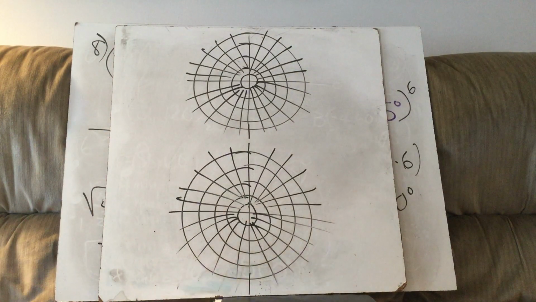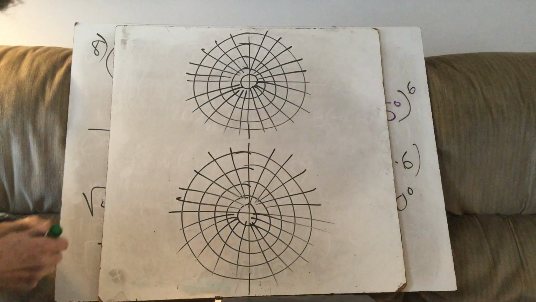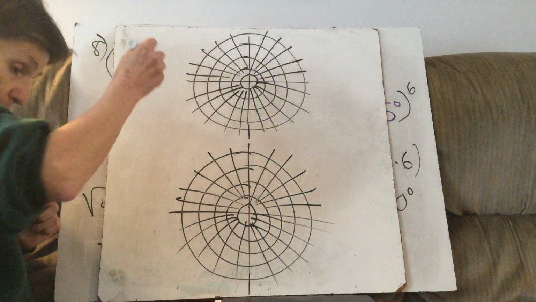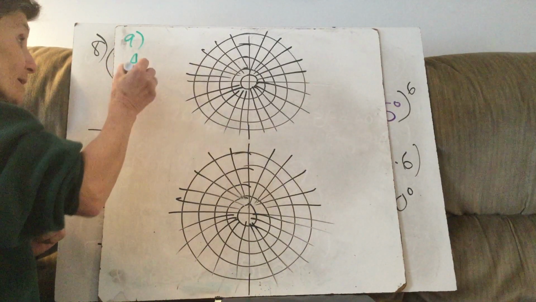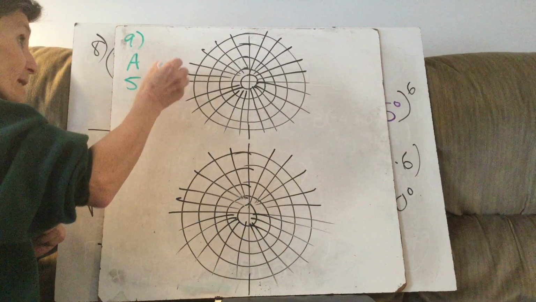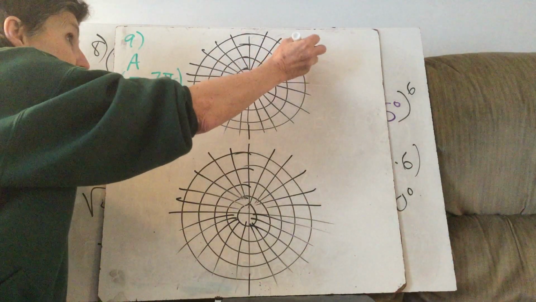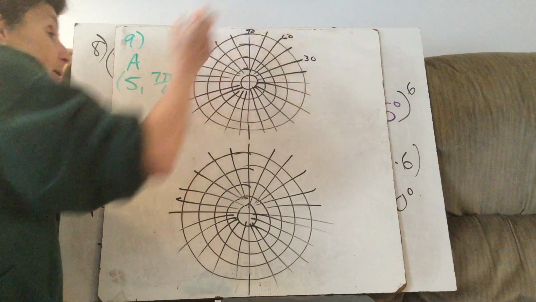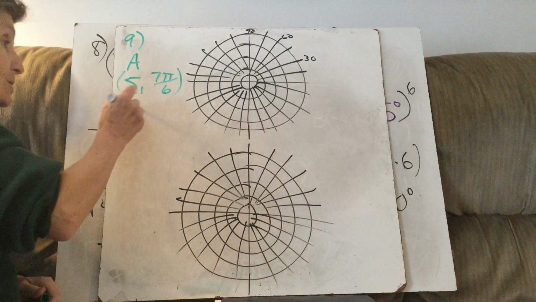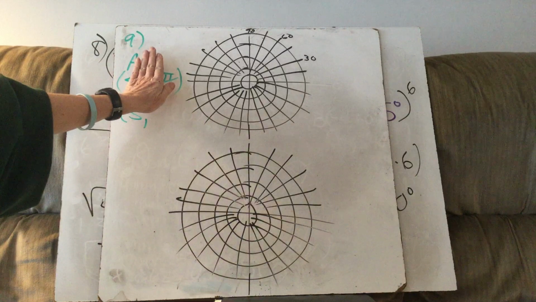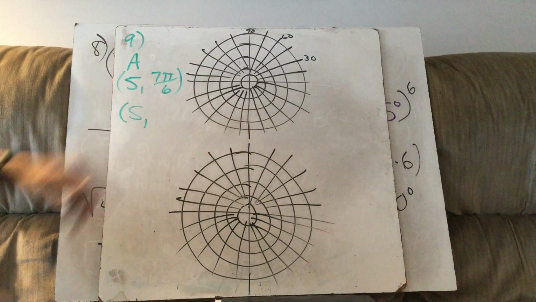Now we got our plotting. So we're going to plot point A. This is number 9. Point A is 5, 7 pi over 6. Now again, your graph paper is in degrees. So we'll probably want to rethink that. It's a radian measure. So 5, here we go. Pi is 180. Divided by 6 is 30, times 7 is 210.